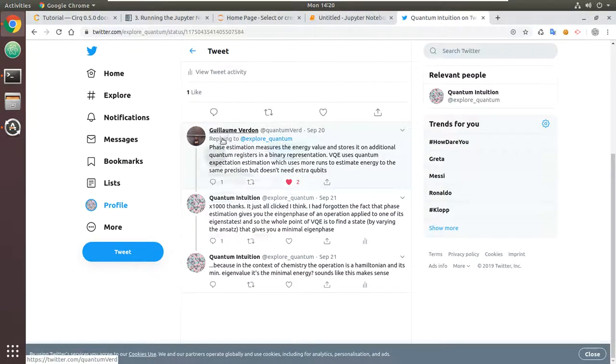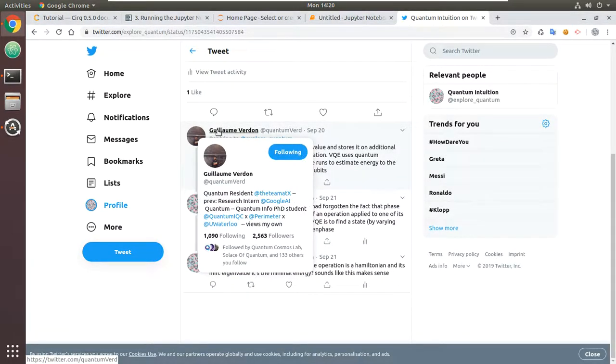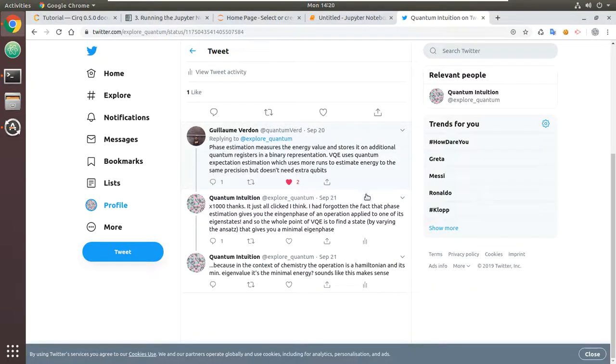Yeah, Guillaume Verdon. I don't know if I'm pronouncing your name correctly, but thank you for the answer. That was super insightful. So phase estimation measures the energy value and stores it on an additional quantum register in a binary representation. VQE uses quantum.